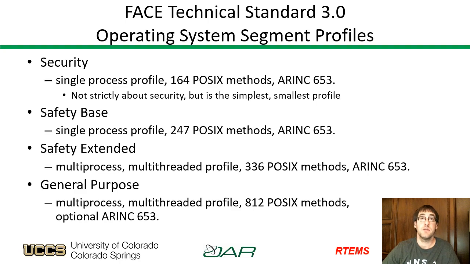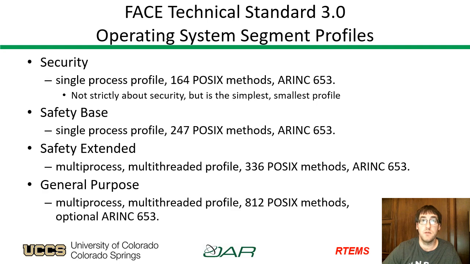The Operating System segment incorporates existing operating system, programming language, and graphics standards based on their use in safety-critical avionics systems. The FACE Technical Standard defines 4 profiles which reflect usage patterns and products at different levels of criticality. The Security, Safety Base, and Safety Extended profiles require the ARINC 653 avionics software standard, along with an increasingly larger set of POSIX methods. In the General Purpose profile, ARINC 653 is optional, but a larger set of POSIX methods is required.